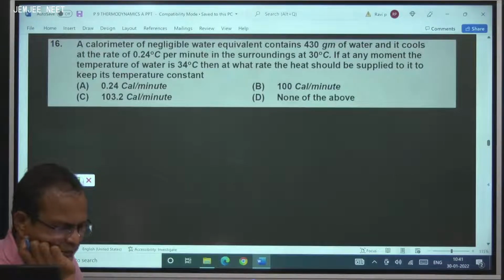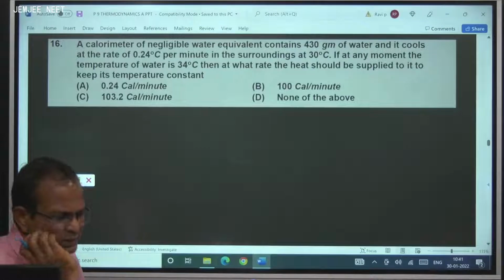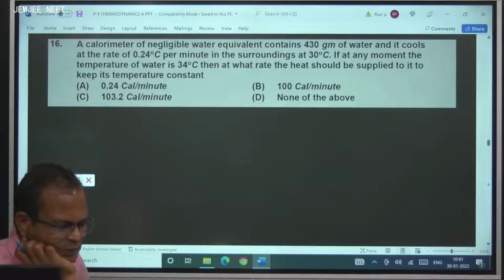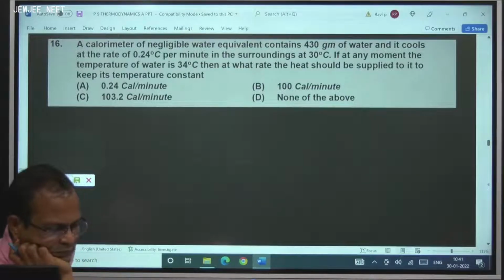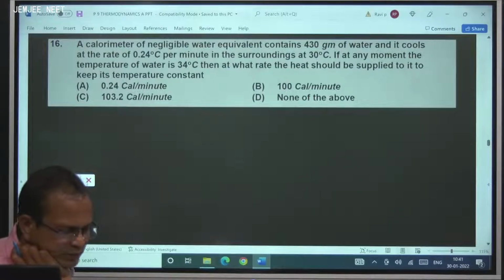Question number 16. A calorimeter of negligible water equivalent contains 430 gram of water and it cools at the rate of this much when the surrounding is 30. If at any moment the temperature of water is 34 degrees Celsius, then at what rate heat should be supplied to keep the temperature constant?